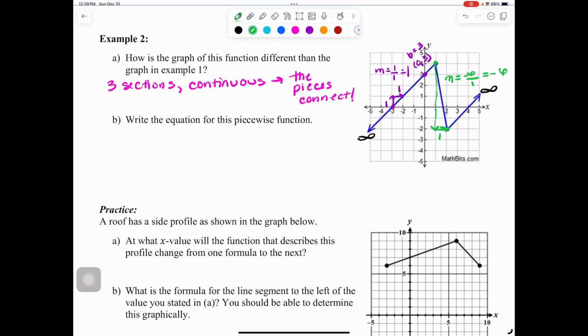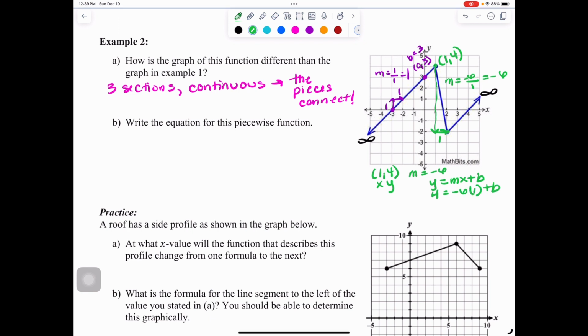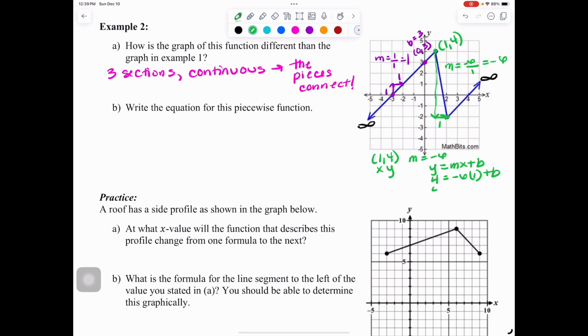I'm going to pick 1 point off of the line. I'm going to use this point right here, (1, 4). (1, 4) is going to be my x and my y. And then I already found my slope. My slope was -6. So now in y equals mx plus b, I can plug in everything I know. Y is 4. The slope is -6. X is 1. And we will be solving for b. So this is 4 equals -6 plus b. We'll add 6 to both sides and get b equals 10.